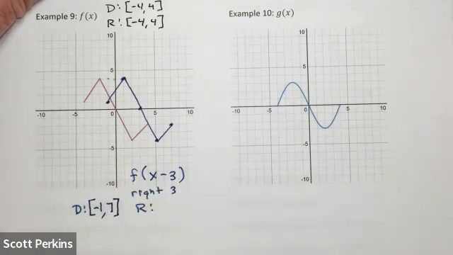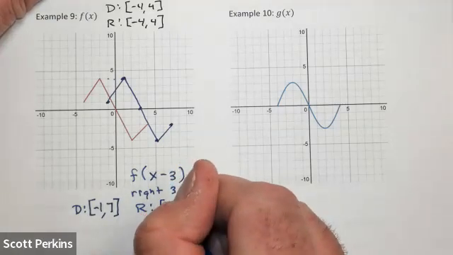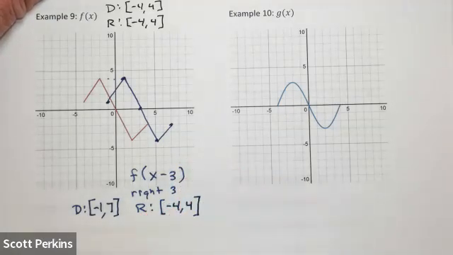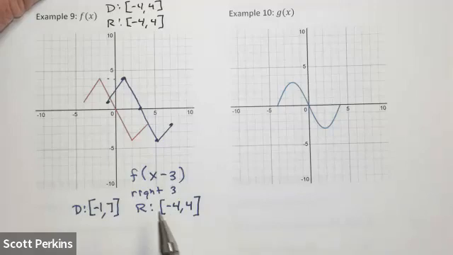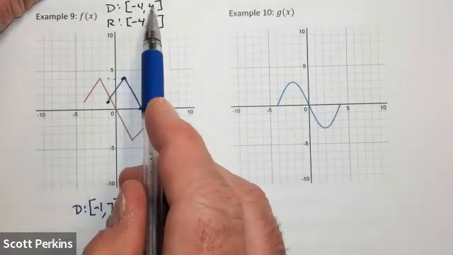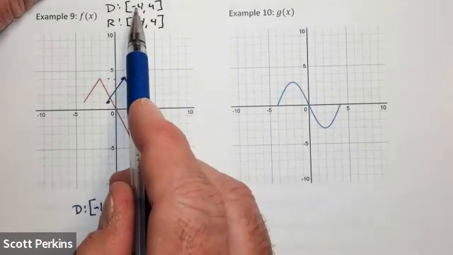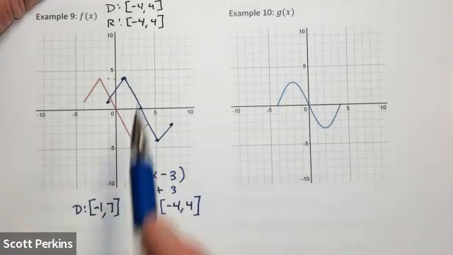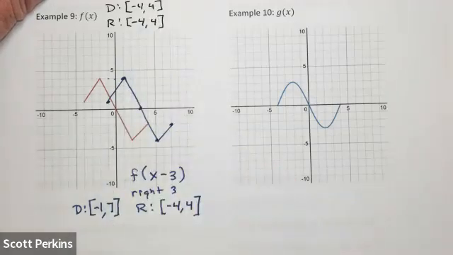I have not moved this graph up or down at all. So in this one, the range stays the same as it was. And again, just like before, I'm just making this little point to you. If you don't have the graph and you're asked how the domain and the range change, remember, we're only going in the x direction, right 3. So I can add 3 to each end of the domain. So when I add 3 to -4, I get -1. When I add 3 to 4, I get 7. And there we go. There we have our domain and our range.